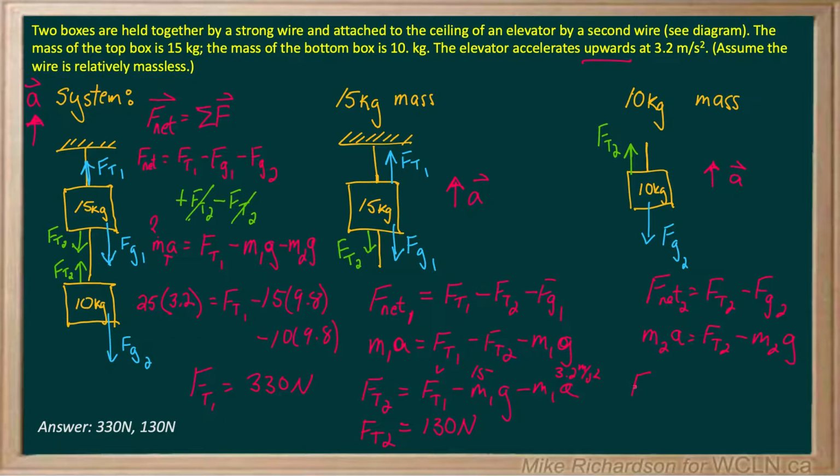So if I isolate Ft2 in this case, I get M2A plus M2G. And we have everything. We know mass 2 is 10 kilograms. We know our acceleration is 3.2, etc. We know mass 2, we know gravity, we can get the same answer. I would always recommend that you do that if you have time. And again, when you use sig figs, you should get Ft2 to be 130 newtons.